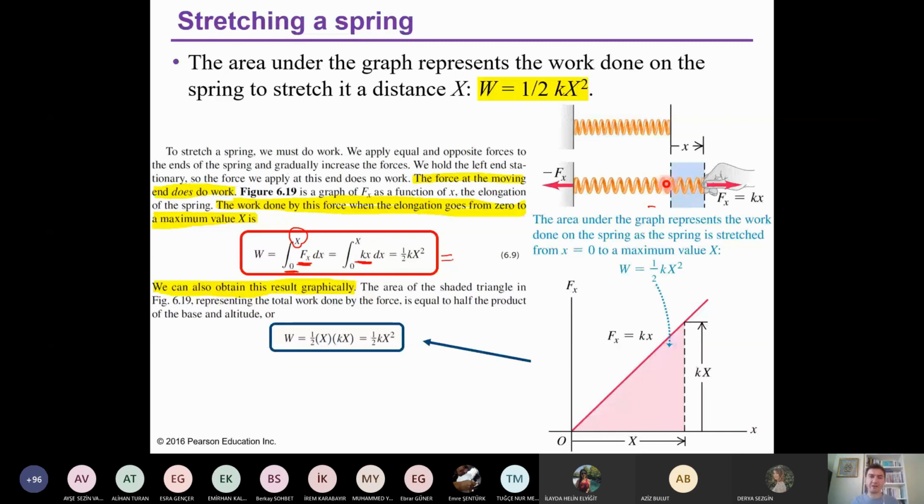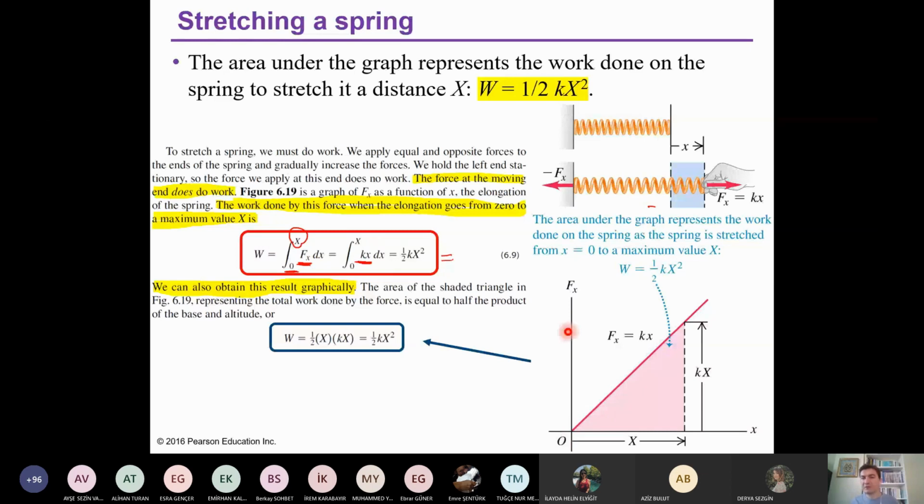Okay, don't forget this one. So we have taken this equation from the formula for work for varying forces, but you can also get this result from this graph. Look at the graph here. This is the position x, okay? This is the origin, the initial position. This is the final position x, and this is the force.